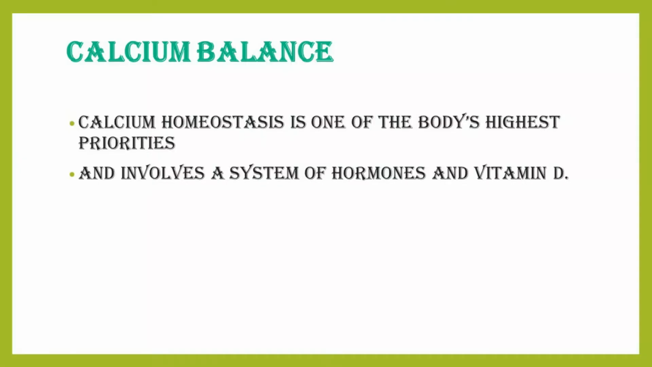Calcium homeostasis is one of the body's highest priorities and involves a system of hormones and vitamin D. When blood calcium levels fall too low or rise too high, three organ systems respond: the intestine, bones, and the last one is the kidney. Vitamin D and the hormones parathormone and calcitonin return blood calcium to normal.